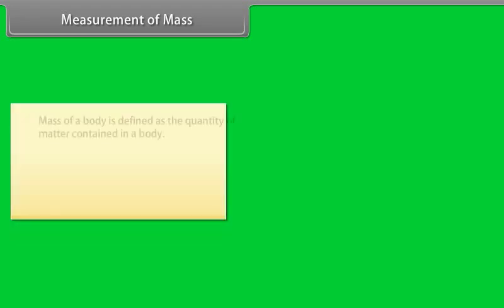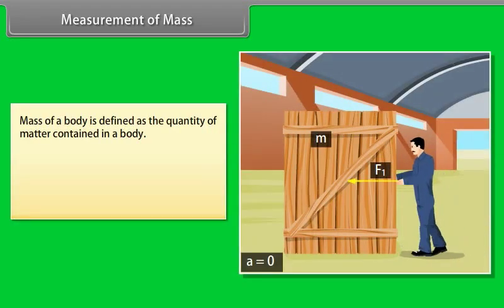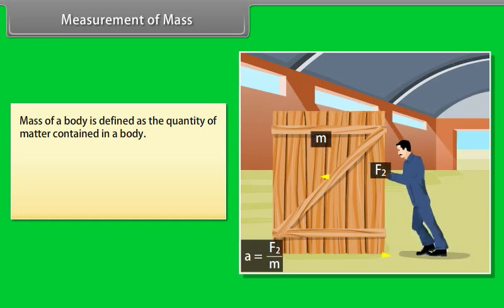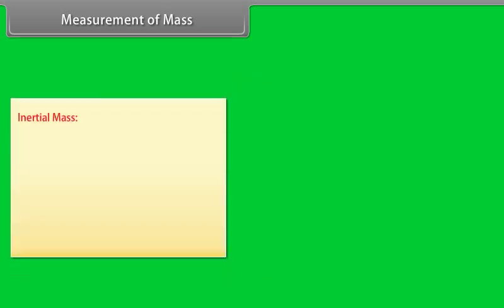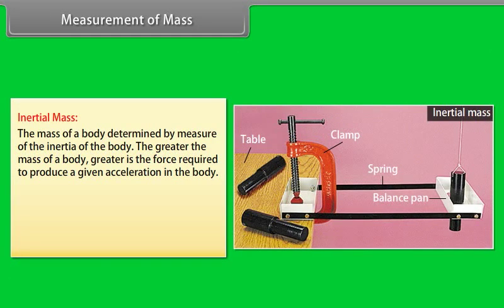Measurement of mass. Mass of a body is defined as the quantity of matter contained in a body. There are 2 important physical quantities related to mass of a body. These quantities are inertial mass and gravitational mass. Inertial mass. The mass of the body is determined by measure of the inertia of the body. The greater the mass of a body, greater is the force required to produce a given acceleration in the body. F is equal to ma or m is equal to F upon a.